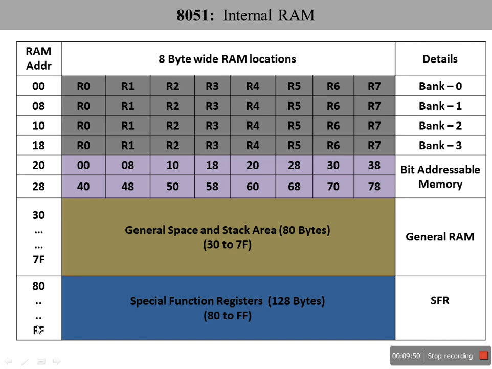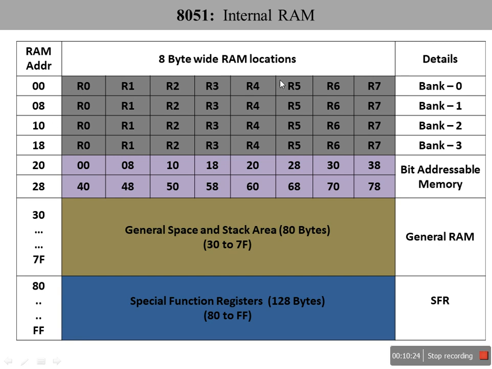After 7F, that is 80 to FF, it is also possible to have memory. Since 8051 is an 8-bit microcontroller, 2 to the power of 8 means 256 memory locations are possible. But only 00 to 127, that is 128 bytes of memory, is being used. From addresses 80 to FF, not all the possible addresses are used, but the very few that are used are called SFRs. This will be discussed a little later.